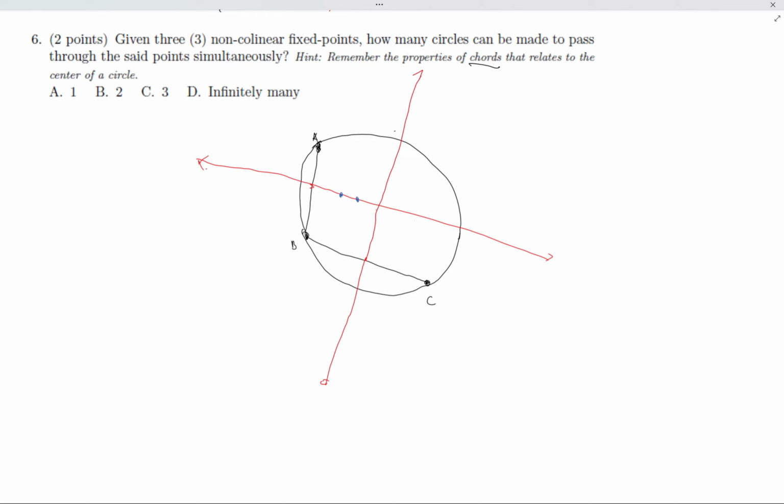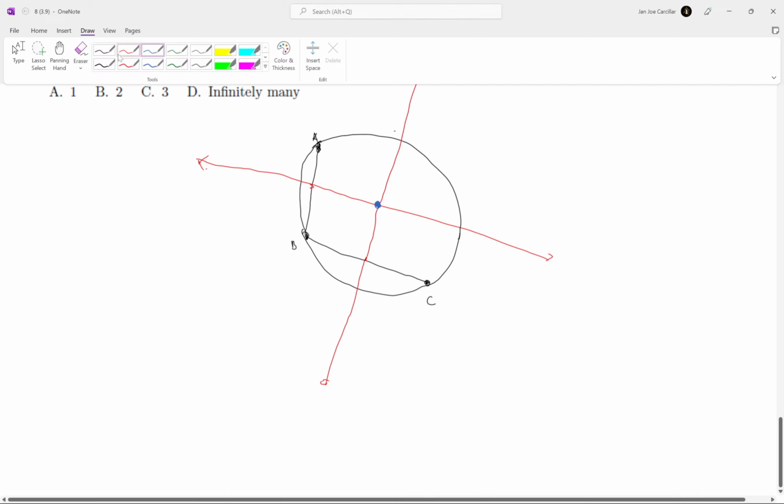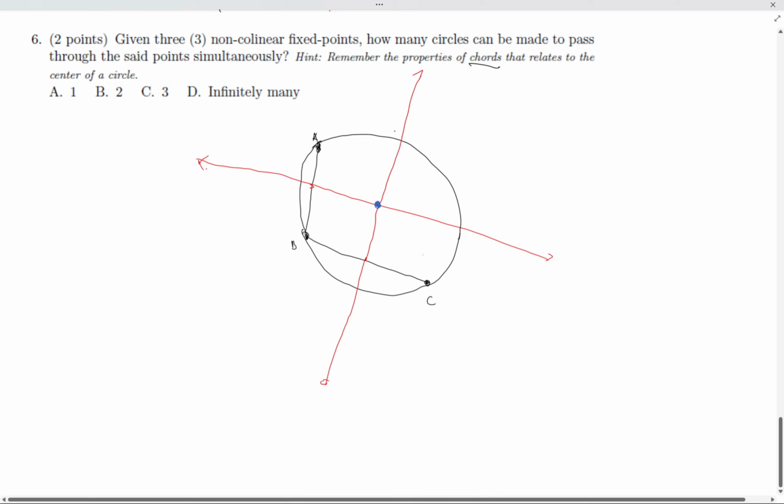So in order to satisfy the condition that both of the lines must contain the center, the only way possible is if the center is located right here. Anywhere else, only a single line would contain the point, and the other line would not. That violates the idea that each line must contain the center. So there is only one possible way for us to find a center: the intersection of those two perpendicular bisectors.